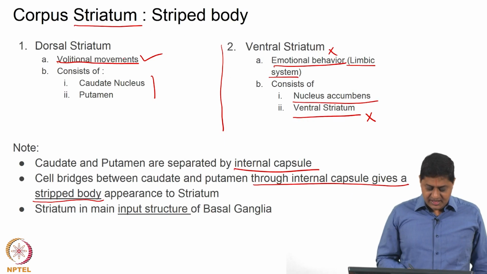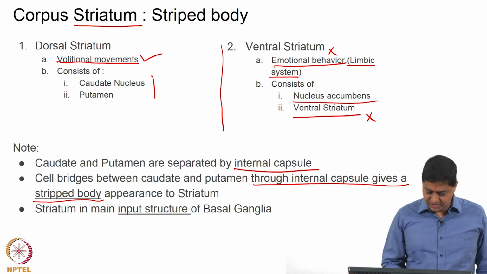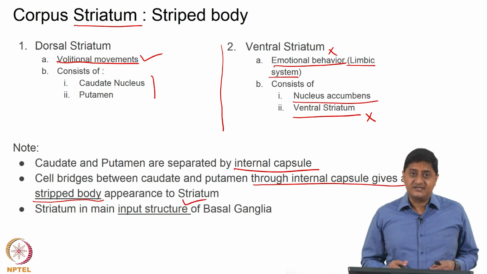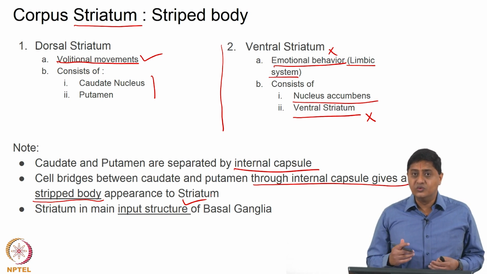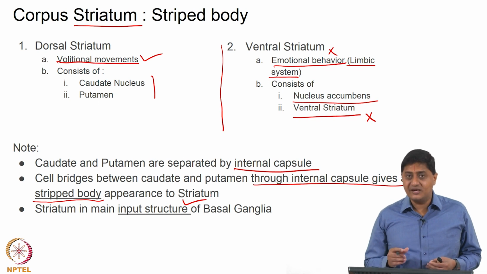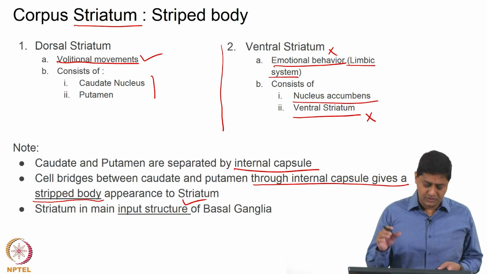Okay. And the striatum is the major input structure of the basal ganglia. Basically, it receives inputs from cortex and thalamus and sends outputs to the pallidum, and through the pallidum modulates output of the thalamus or the thalamocortical neurons.